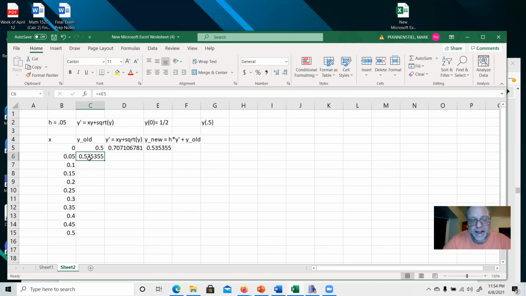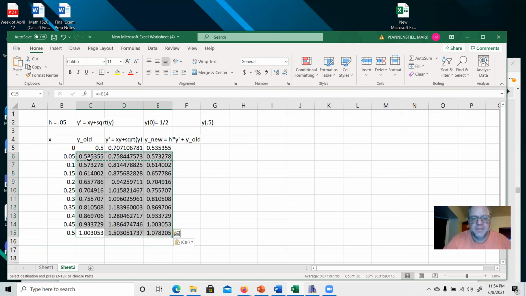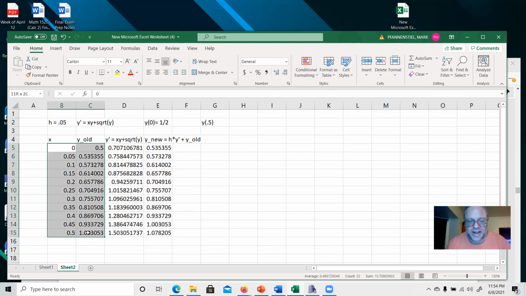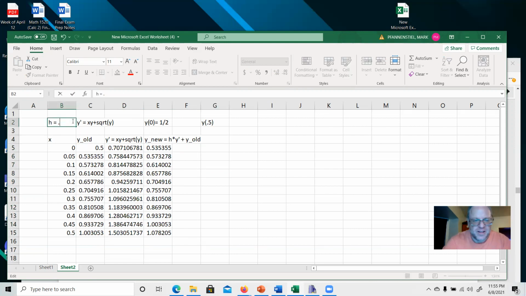Unfortunately, I can't even verify this. We're just going to hit Control C, Control V, and that's our function right here. I can't even verify it for us, so we just take this one on faith. You know what? Let's go ahead and change this. Let's just say this is 0.05.